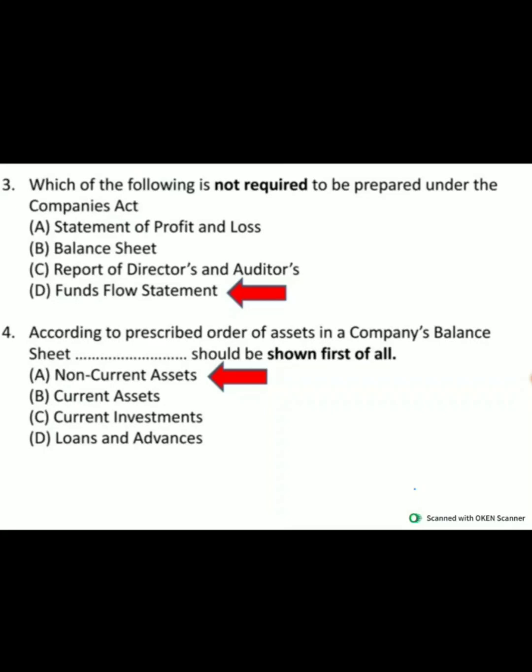Fourth one: according to the prescribed order of assets in a company's balance sheet, which should be shown first of all? On the asset side, non-current assets come first. After that, the main heading is current assets. Under current assets, current investments come. So the first head is non-current assets. We already know the format of the balance sheet in both manners, horizontal and vertical.